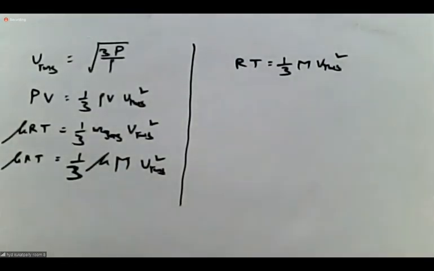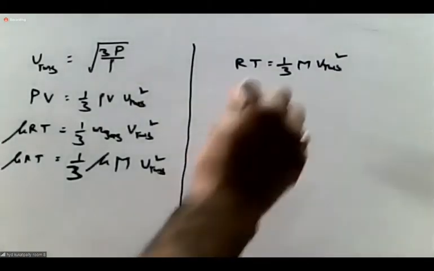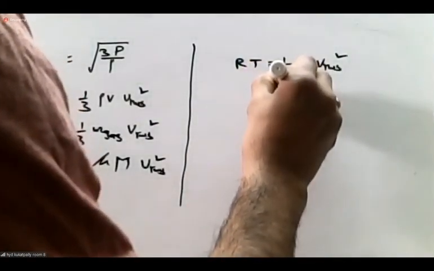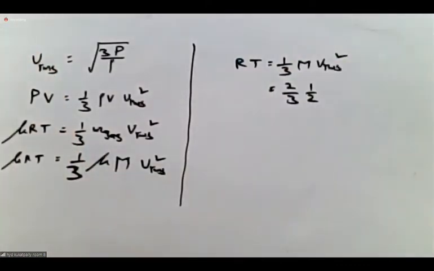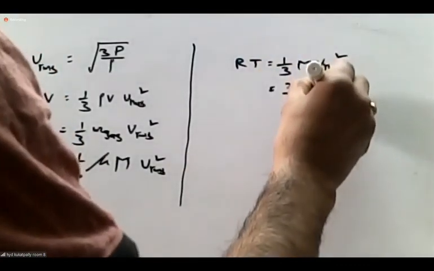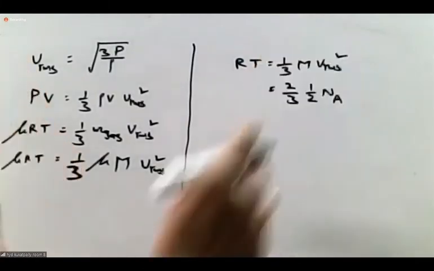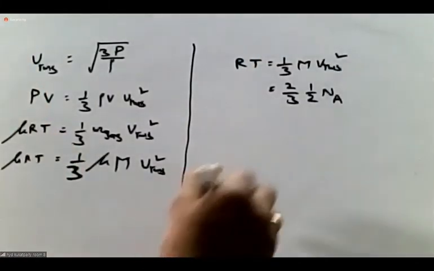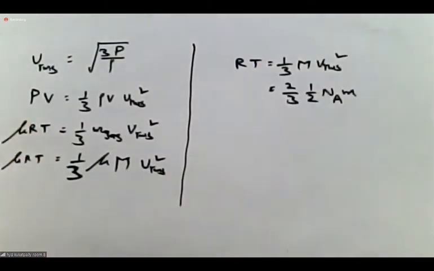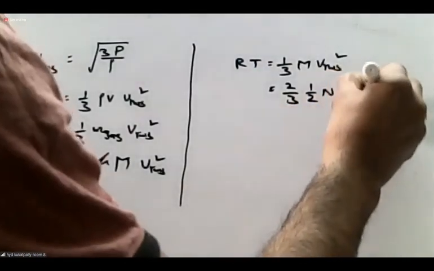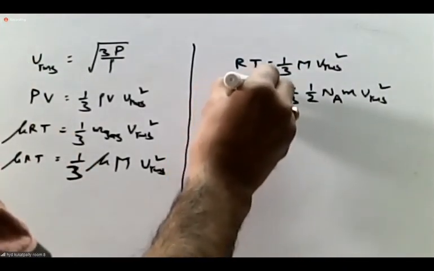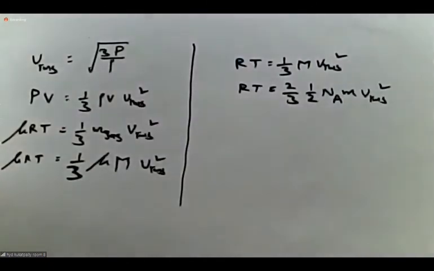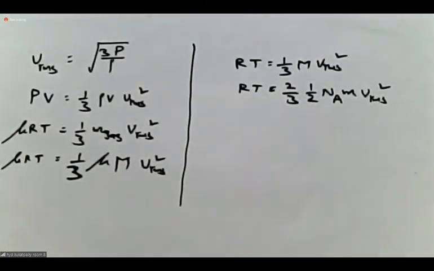Gram molecular weight contains Avogadro number of molecules. So I will write 2 by 3 into 1 by 2, just like that. M I can write as Avogadro number of molecules into the mass of each molecule, into V RMS square. This is equal to RT. Check it. Any doubt, ask me.